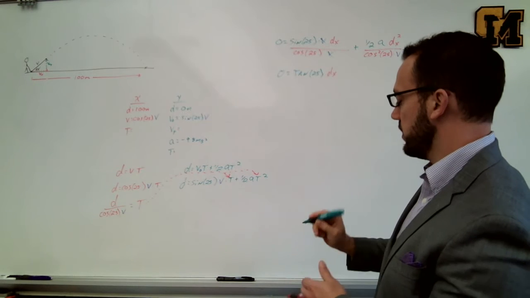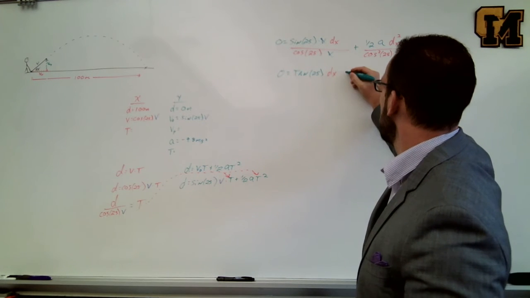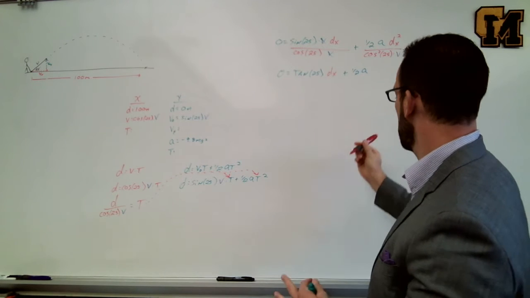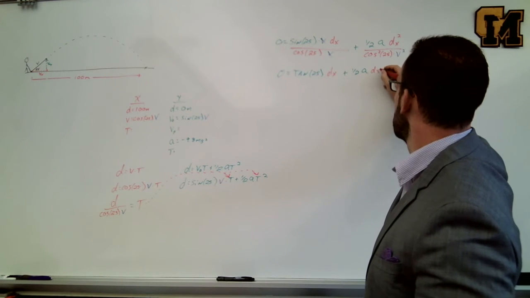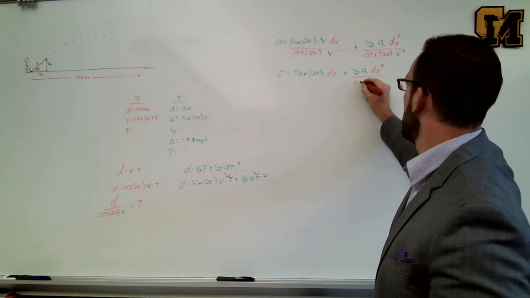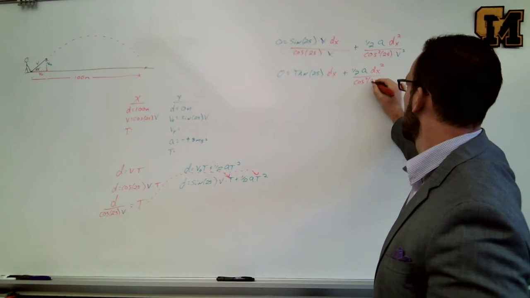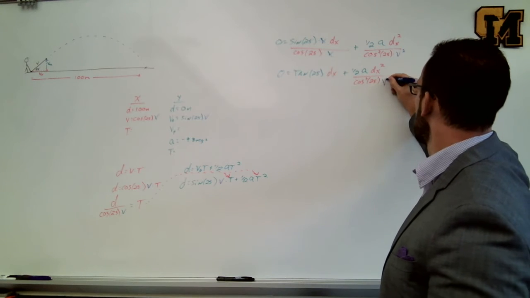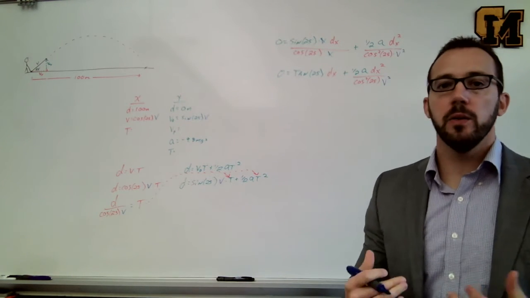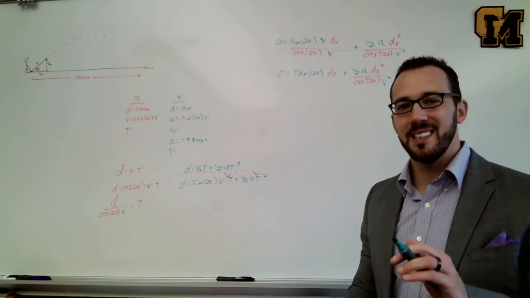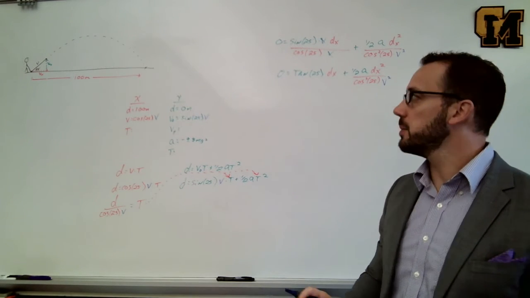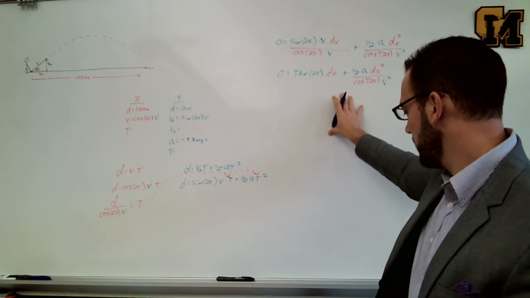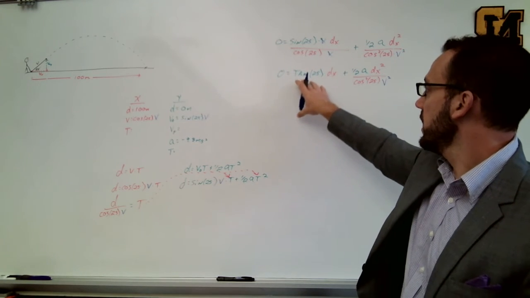When I get to this side over here, that one's going to kind of stay as it is, 1/2 a d in the x squared over cosine squared 25 times v squared. Now, I don't normally plug numbers in right away, but in this case I'm going to because it might make your life a little bit easier and this won't look quite so scary. So here's what it's going to look like if I plug some numbers in right away.